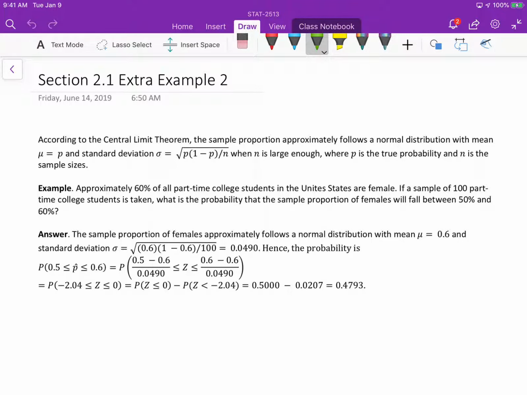According to the central limit theorem, the sample proportion approximately follows a normal distribution with mean mu equal to p and a standard deviation sigma equal to the square root of p times 1 minus p divided by n, when n is large enough. Here, p is the true probability and n is the sample size. So let's use the following example to see how to use this result.